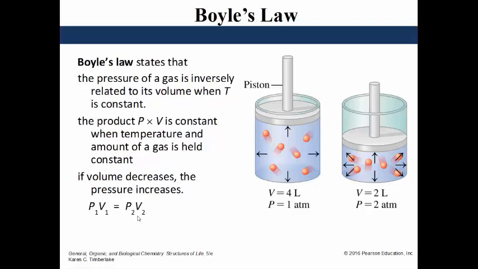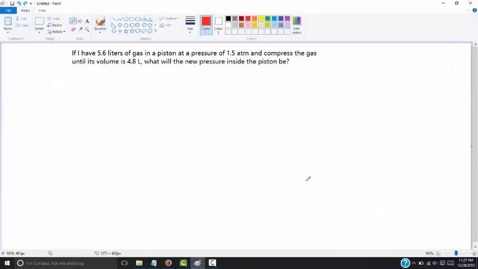And the way you'll see questions referencing this equation, you'll be given 3 of these 4 values, and you need to solve for the 4th one. And we'll go over an example of that here next. Alright, here's a typical way a Boyle's Law question would be asked.